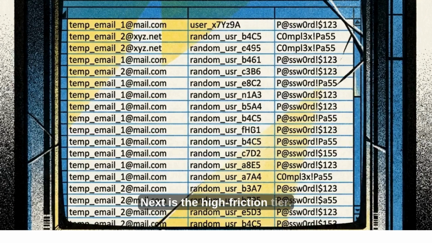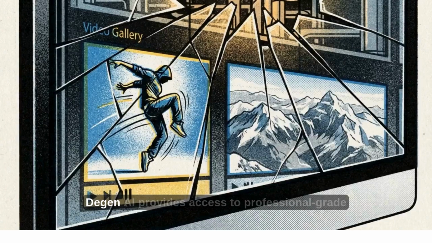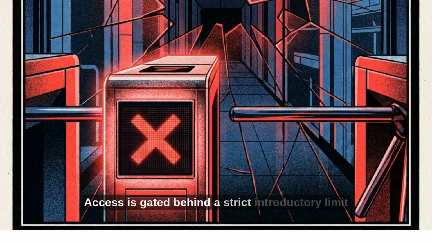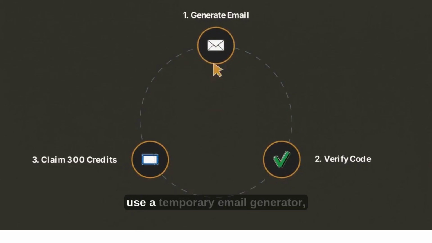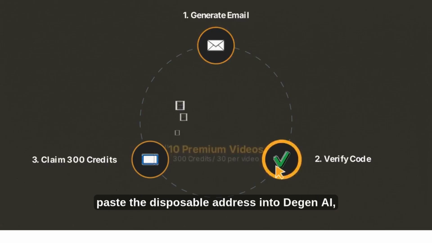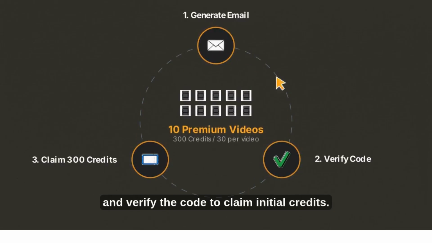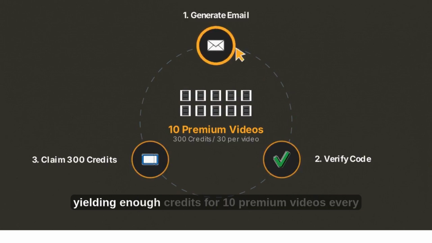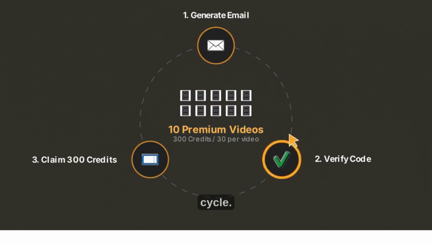Next is the high-friction tier. This requires actively managing trial account systems to bypass hard generation limits. Degen AI provides access to professional-grade models like Sora 2 and Seed Dance. Access is gated behind a strict introductory limit of 300 credits. To bypass this limit, use a temporary email generator. Paste the disposable address into Degen AI, and verify the code to claim initial credits. Following this continuous loop provides fresh accounts, yielding enough credits for 10 premium videos every cycle.